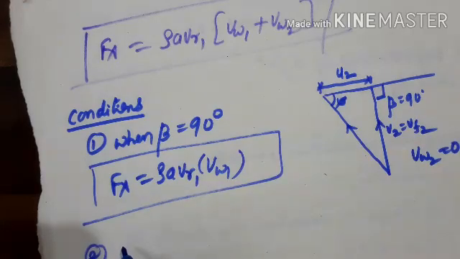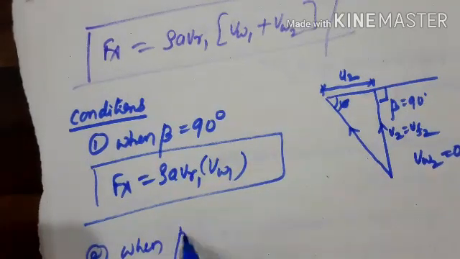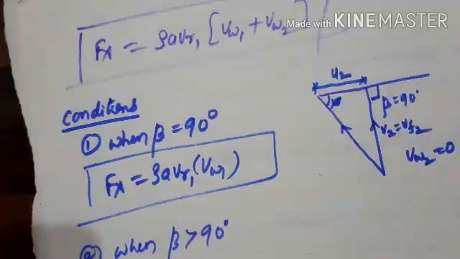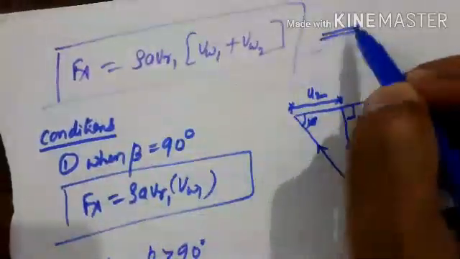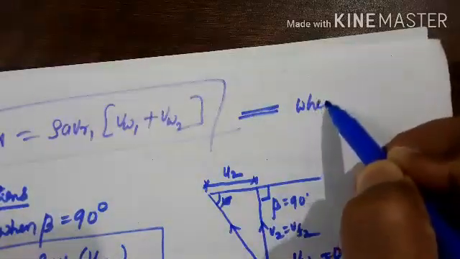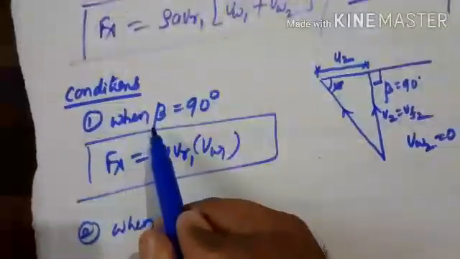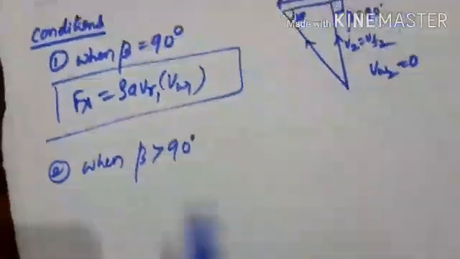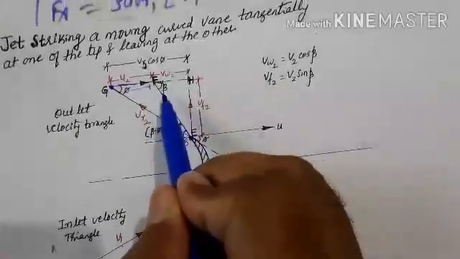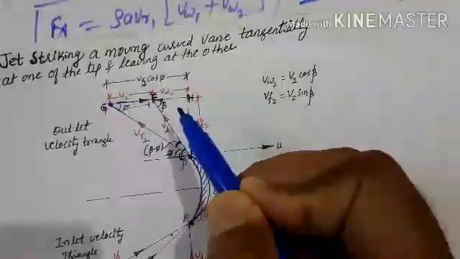Second case, when beta is greater than 90 degree. The earlier case is when beta is less than 90. This case is when beta is 90 or more than 90 degree. So if this angle beta is what?